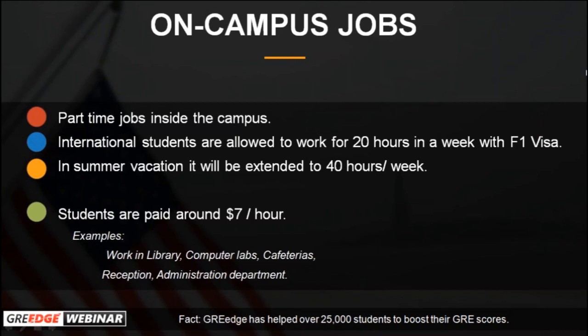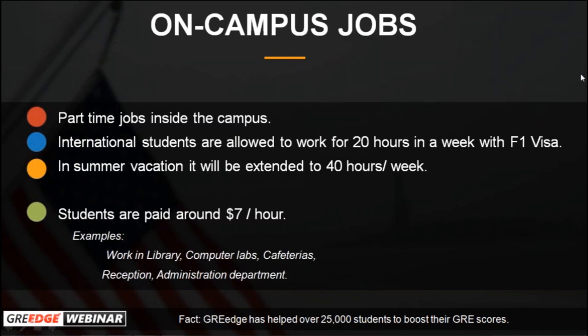The on-campus jobs, the part-time jobs inside the campus. International students are allowed to work 20 hours a week with an F1 visa, the visa that you get when you go for your education. In summer vacation, you can work about 40 hours. F1 visa is a visa that you get when you go abroad. That's a very basic category.